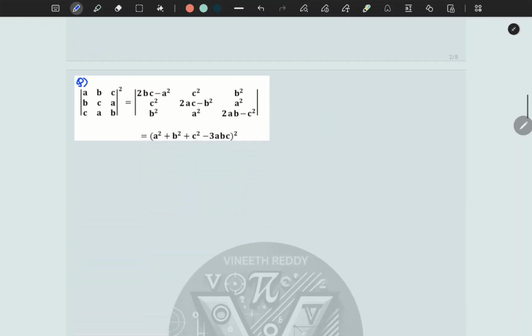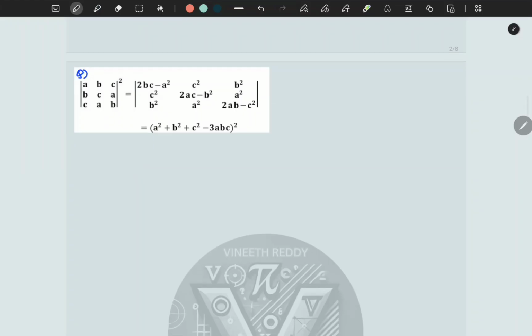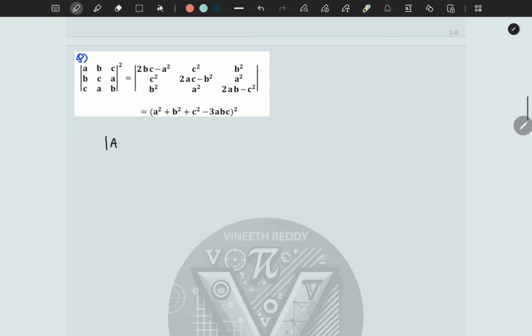Now this is a very, very important question, dear students. And often again students find it challenging. See here, before we proceed into this question, let me give you one simple logic. Determinant of A square can be written as determinant of A into determinant of A. I hope none of you have any question here.